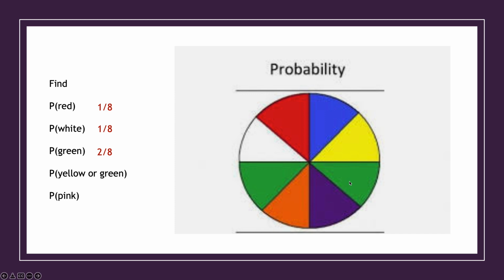What about yellow or green? Well, there's 1 yellow and 2 greens, so that's 3 of those pie wedges, if you will, pizza slices. So that'd be 3 out of 8.